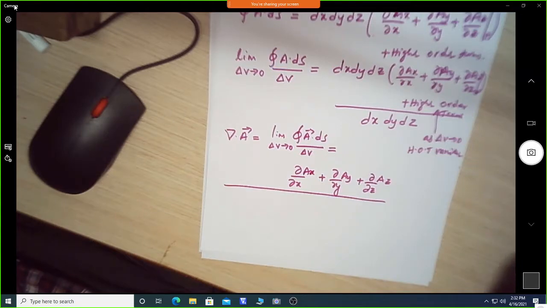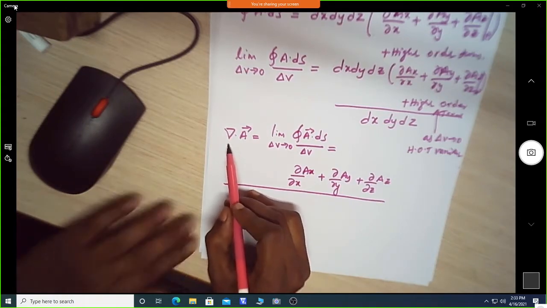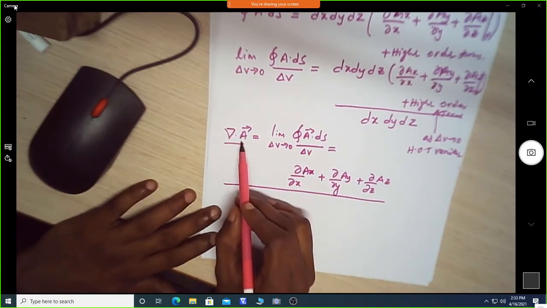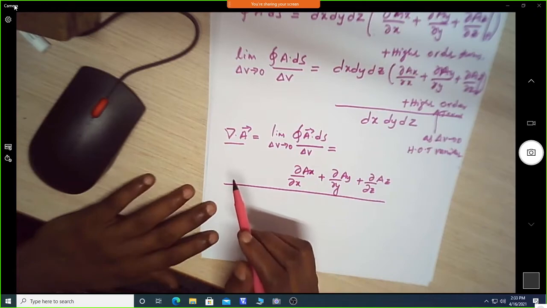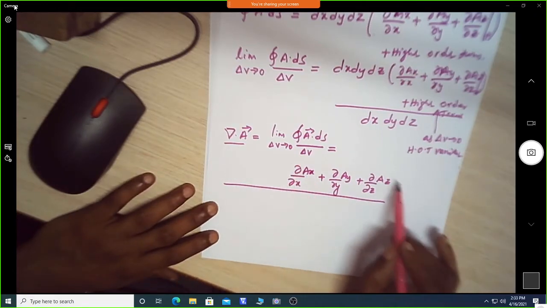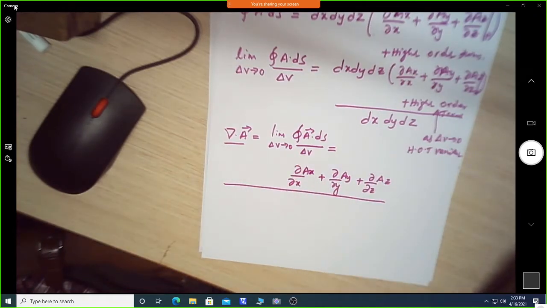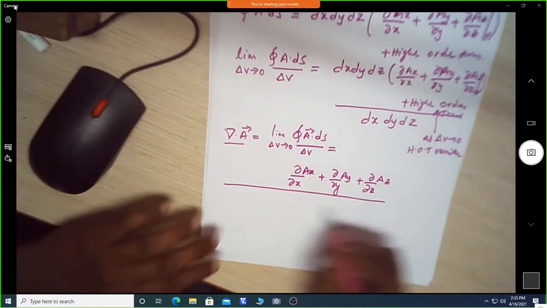Is it understood? Any doubt in this? Hello, how do we get this expression? If we want to find out the divergence of vector A or vector B, whatever is given, we have to use this equation to find out the divergence of vector A.